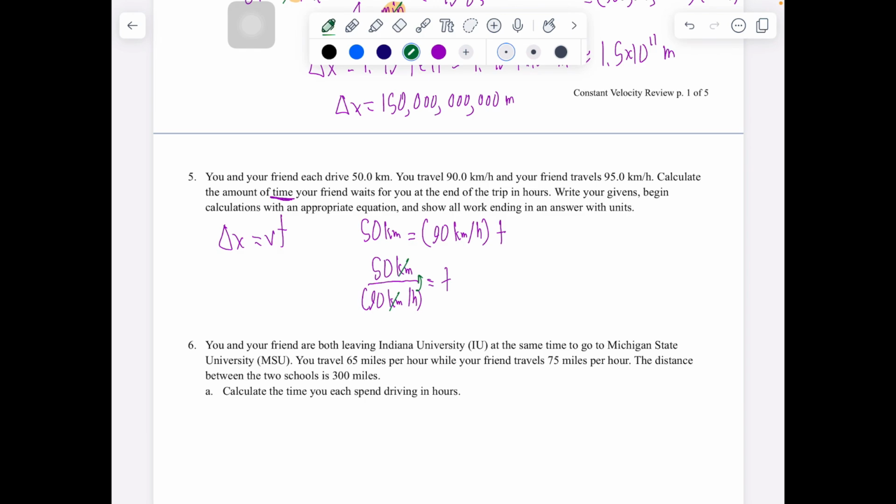When we do this, 50 divided by 90, our answer, that time, and what we get right here is 0.55, and I'm just going to round it to 0.556. That's in hours. So that's how long it takes you to make it.